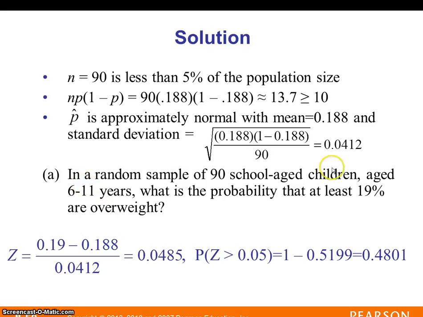So if you plug that into the formula for the z-score, you can assume that since this is greater than 10, the distribution is relatively normal. Using the normal distribution here, you get a z-value of 0.0485. Just rounding that up to 0.05, you'll see that you get 0.4801, or about 48.1%.